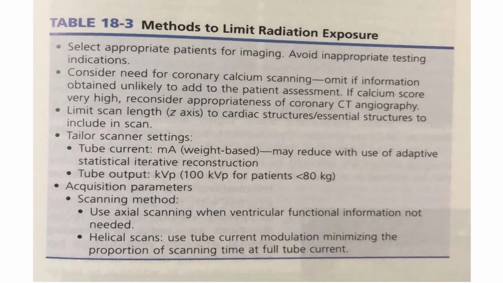The different methods employed to reduce the amount of radiation exposure are selecting the appropriate patients for imaging, considering the need for calcium scanning. We can omit it if it's not necessary, and limit the scan length to cardiac structures or essential structures only. And we can tailor the scanner settings and use different acquisition parameters to reduce the amount of radiation exposure.